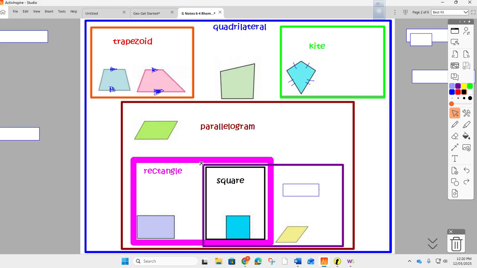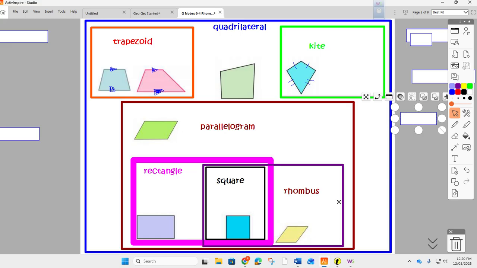Now, this purple box has two things in it. Remember, everything in here is a parallelogram. Parallelogram, parallelogram, parallelogram, parallelogram. This parallelogram and this parallelogram are both a rhombus. A rhombus is a parallelogram where all four sides are congruent. Its diagonals bisect opposite angles.